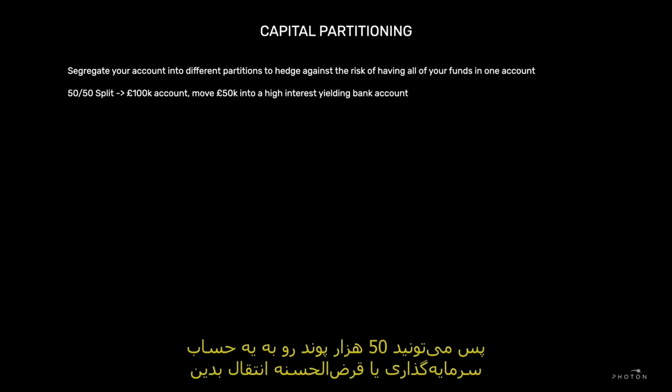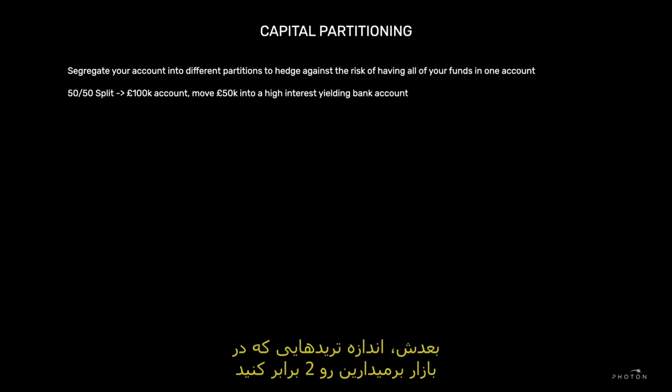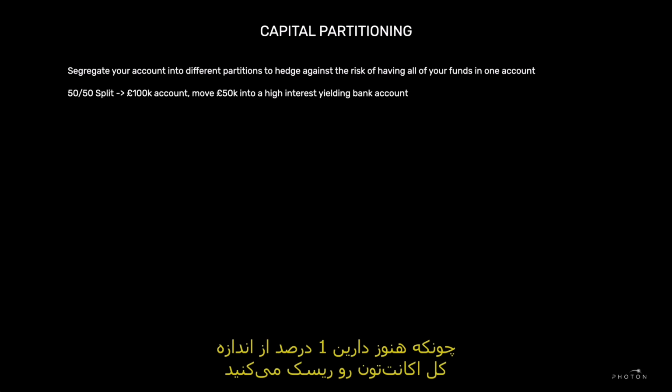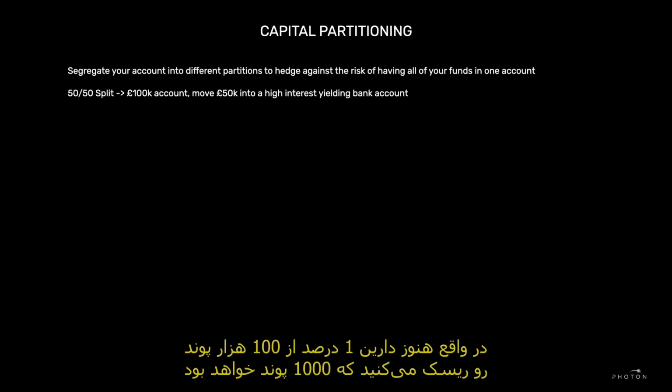So you can move 50 grand into another investment account of some sort, a savings account, and then just double your trade size for each position that you then take in the market. Because you are still risking 1% of your total account size, right? So you're still risking 1% based on 100,000 in your account, which is going to be £1,000.